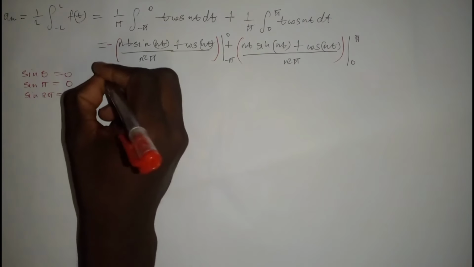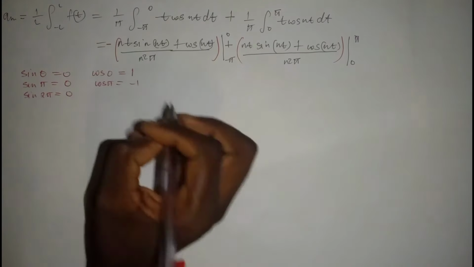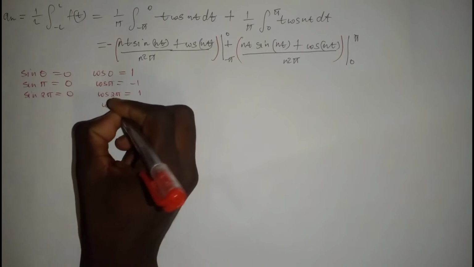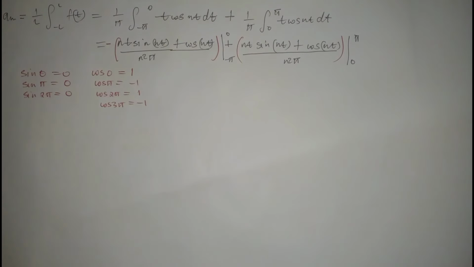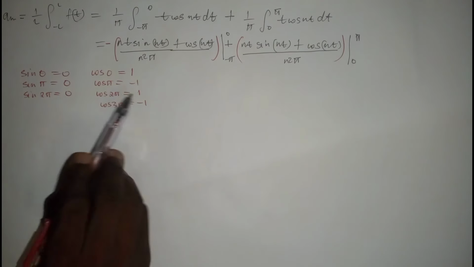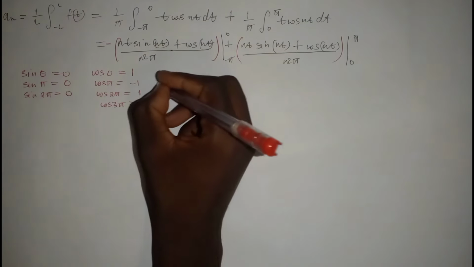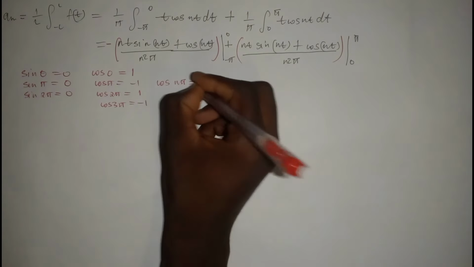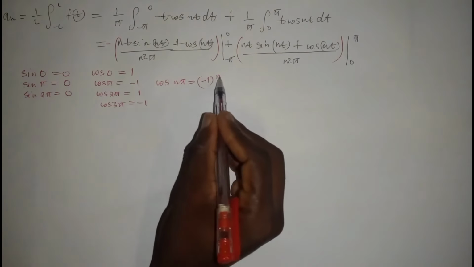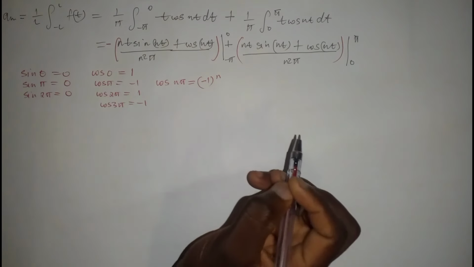Let's go to cos 0. If you say cos 0, we're going to get 1. Cos pi, we're going to get negative 1. Cos 2 pi, we're going to get positive 1. Cos 3 pi, we're going to get negative 1. So you're going to see that this one will oscillate between negative 1 and 1. When n is even, we're going to get positive 1. When n is odd, we're going to get negative 1. So you can write cos n pi, since this value depends on n, as negative 1 to the power n. When n is even, we square a negative number and get a positive number.